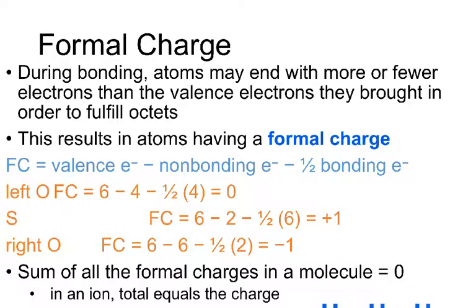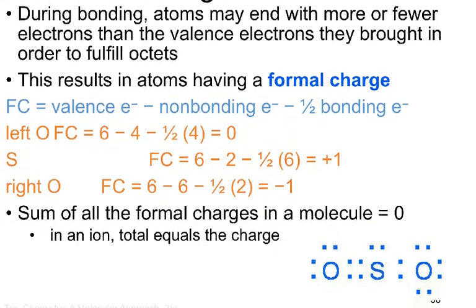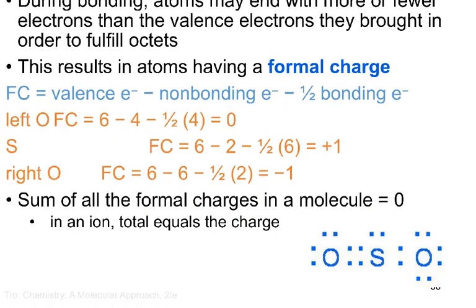One way to evaluate your Lewis structures is by looking at formal charge. Now, formal charge happens when atoms end up with more or fewer electrons than the valence electrons they brought along. Because remember, octets take precedence over keeping the number of valence electrons.